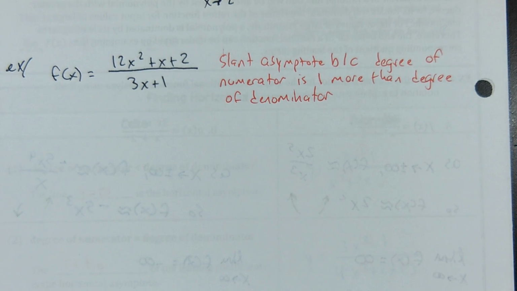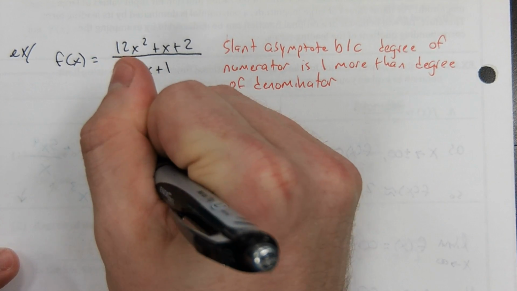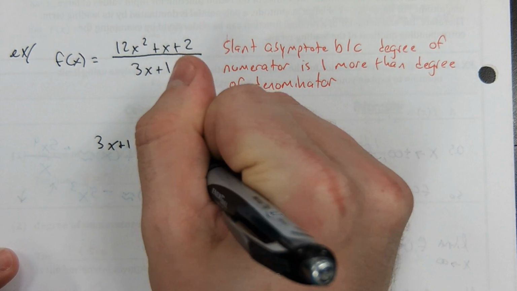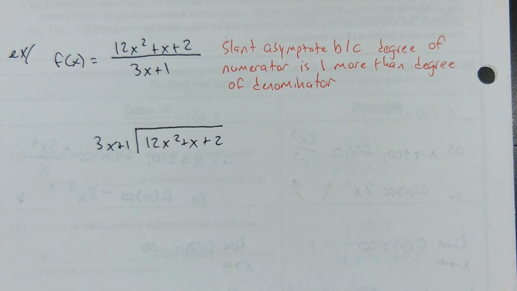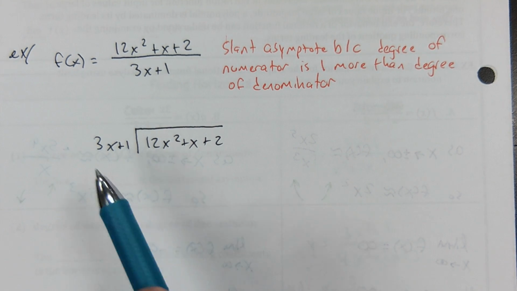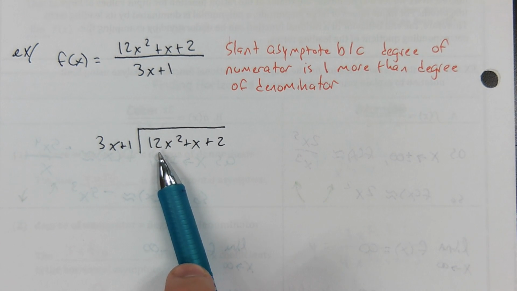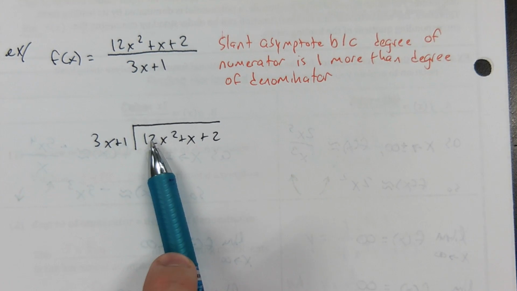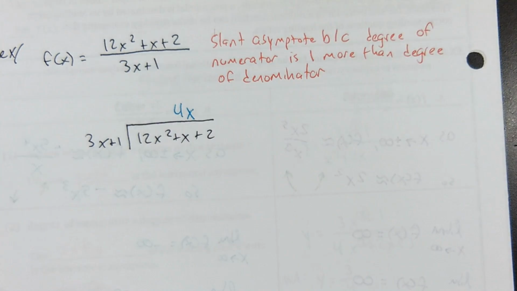But this isn't an end behavior question, this is an asymptote question. In order to find this, you must do polynomial long division. For polynomial long division, your job is to try to make the leading terms match. You're trying to make this 3x turn into this 12x squared using multiplication. What would you have to multiply this 3x by to get a 12x squared? 4x. I like my like terms to line up, so I'm going to put the 4x above the x.